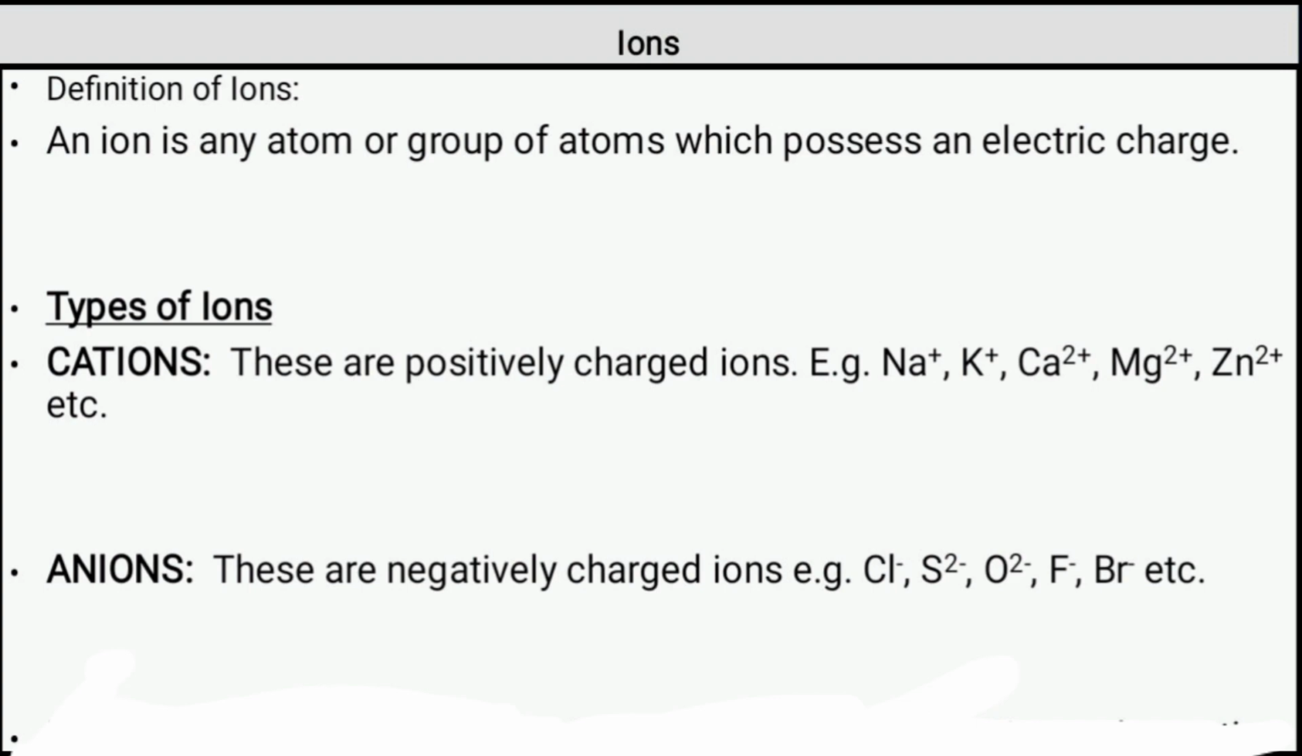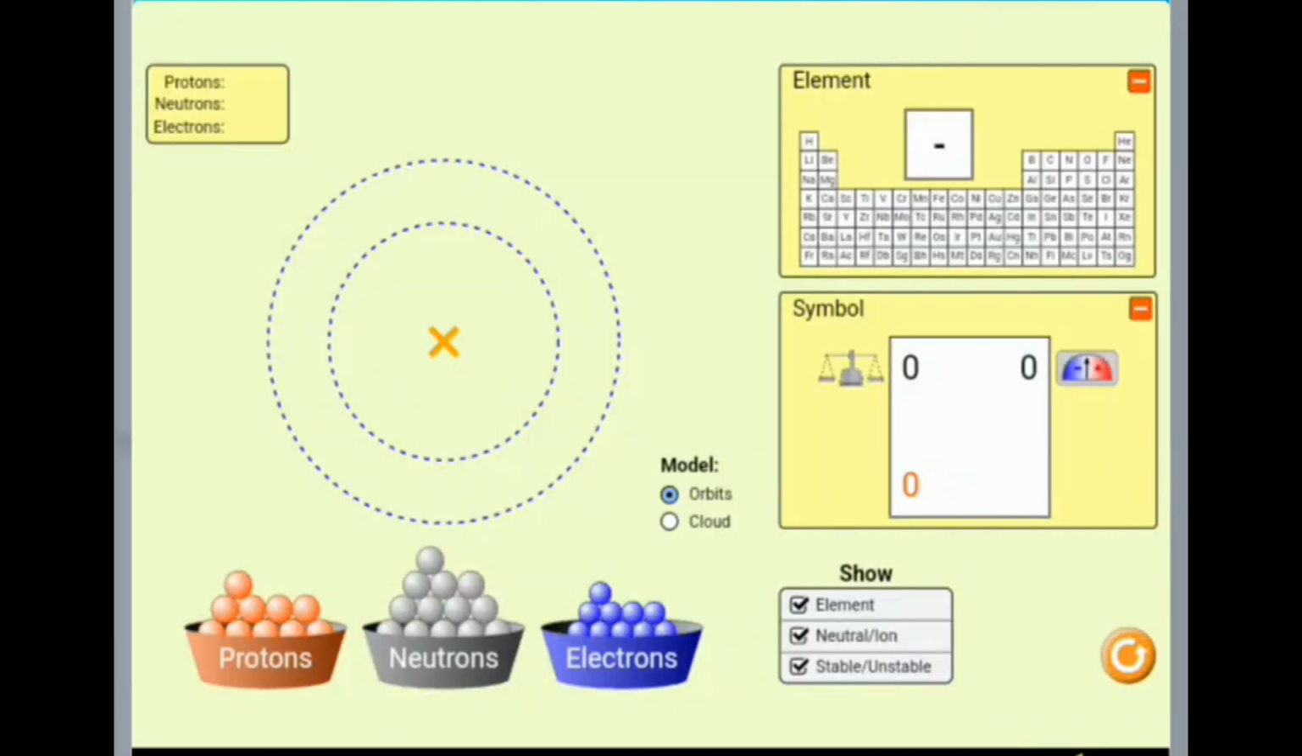And whenever there is a loss of electrons, the atom will no longer remain neutral, but it will become what? It will become positively charged. But if it gains electrons, it becomes what? Negatively charged. So we'll attempt to build atoms and ions using this kind of simulation.